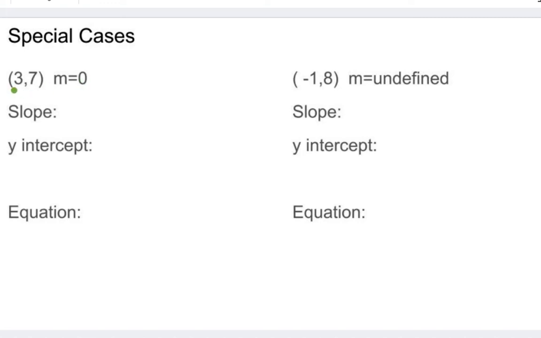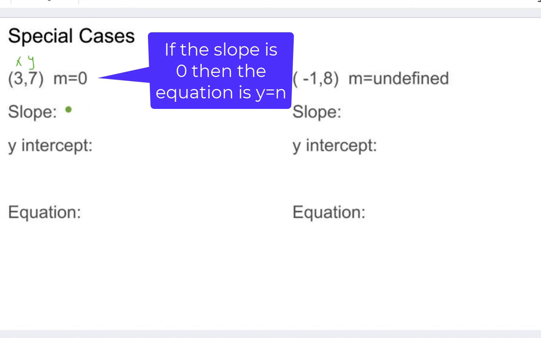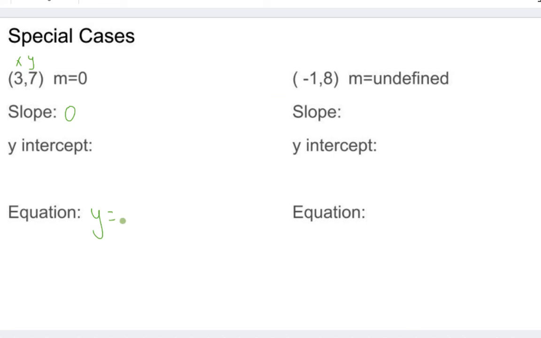Here, we know the point is 3, 7. Remember, that's an x number, and that's a y number, and our slope is 0. So this is a horizontal line. So if I put in the values that we know, I'm putting 0 times x. Well, 0 times anything is canceling out.